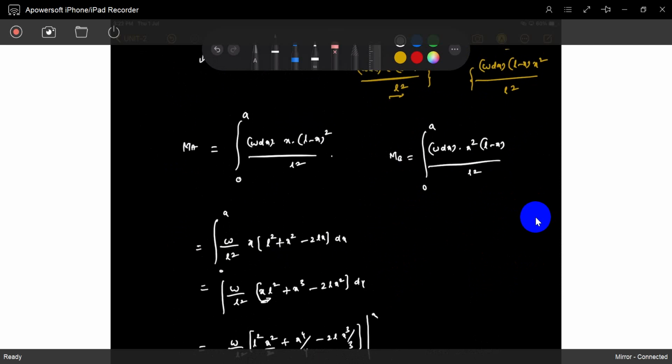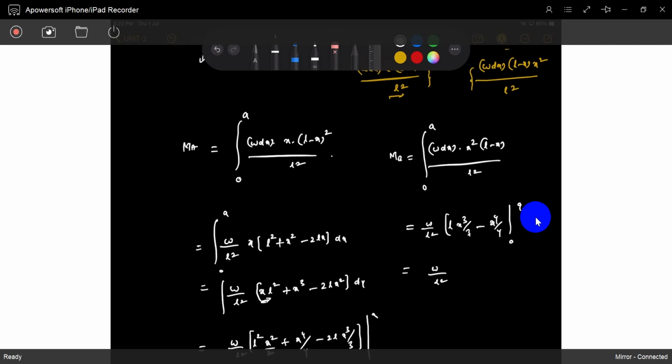Same thing. This is also WL square x square. No need to write x square minus Lx now, so no need to write once again. Directly I will integrate it. What is that value? L. I will integrate like this: L x cube by 3 minus x power 4 by 4. That's it. 0 to A.